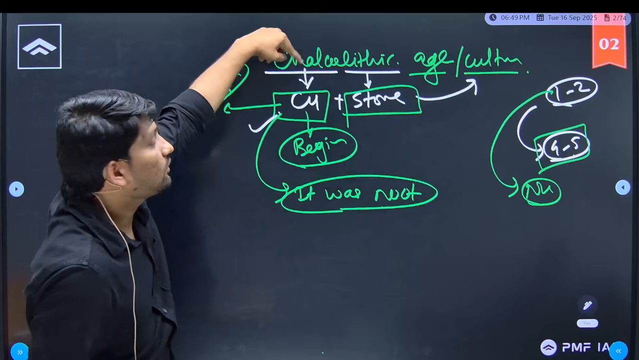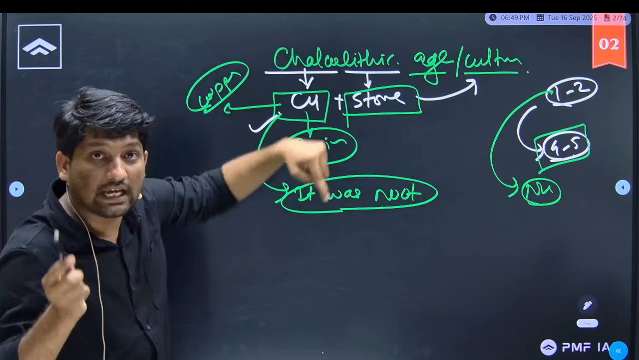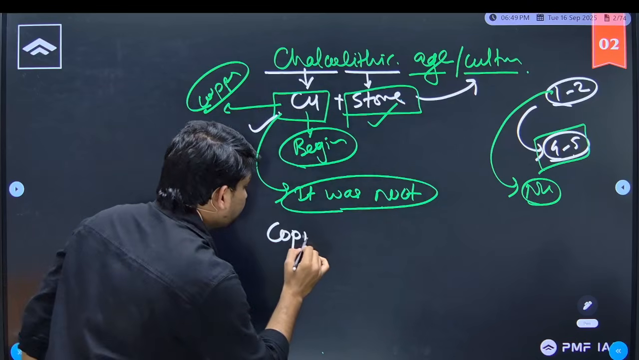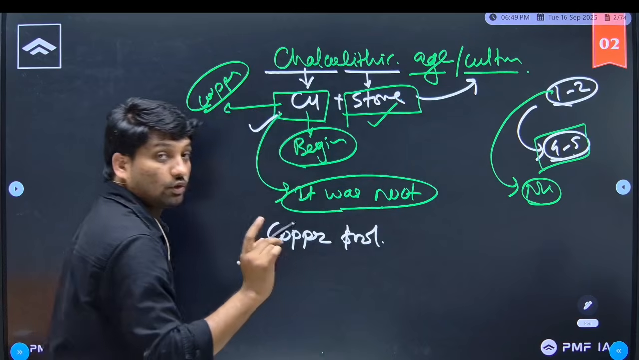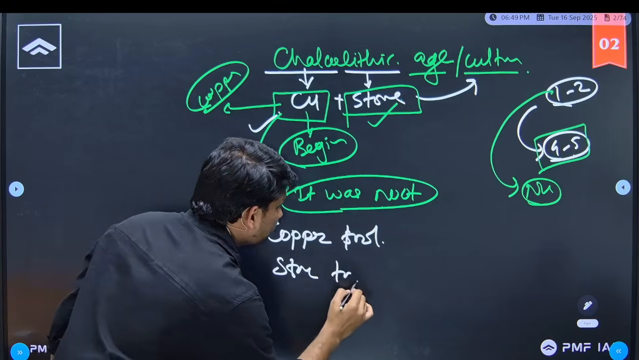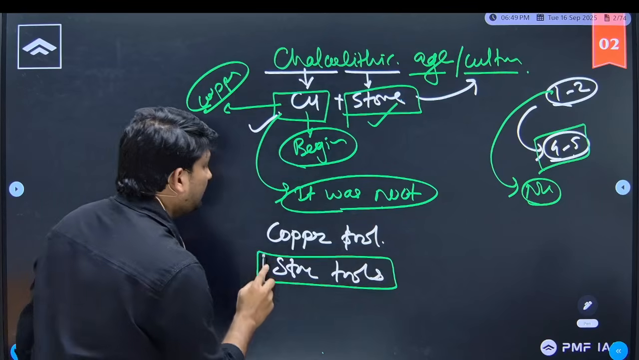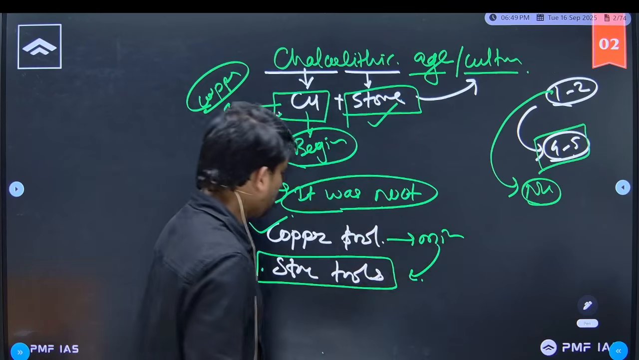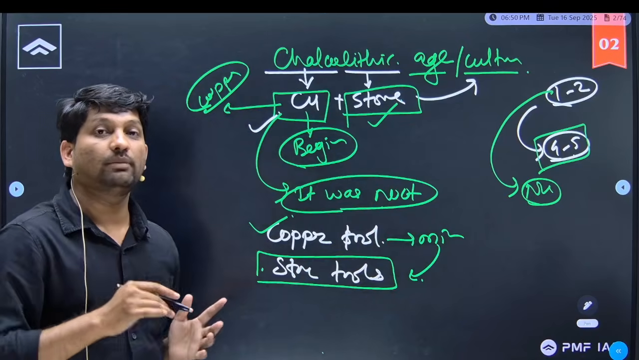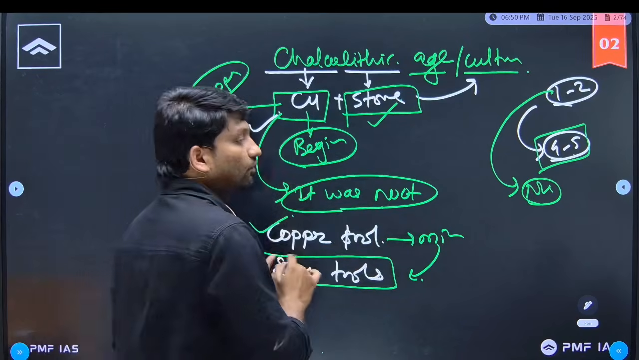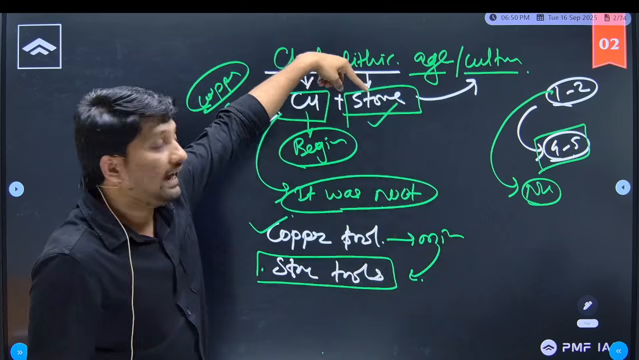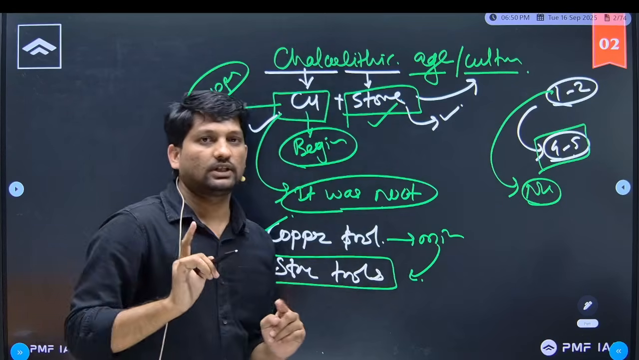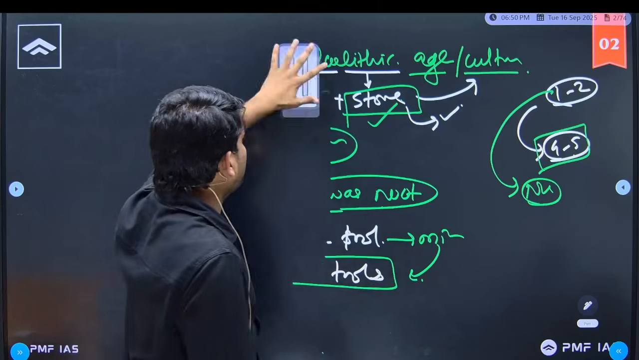Though we started using copper in the Chalcolithic age, people were still dependent on these stone tools. If you compare copper tools and stone tools, you will find stone tools are more than copper tools. Copper tools are minimum during this phase also. So remember, though we started using copper and stone tools during this period, the most number of tools were stone tools during this Chalcolithic culture.